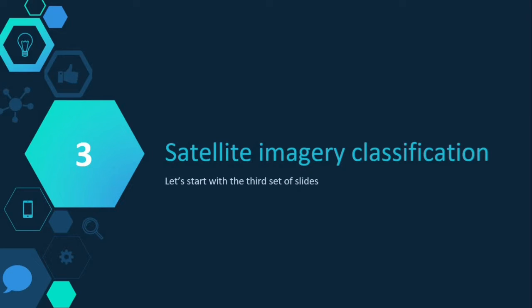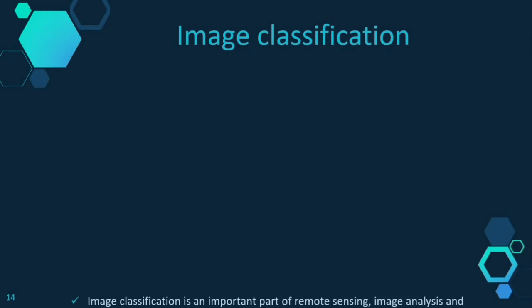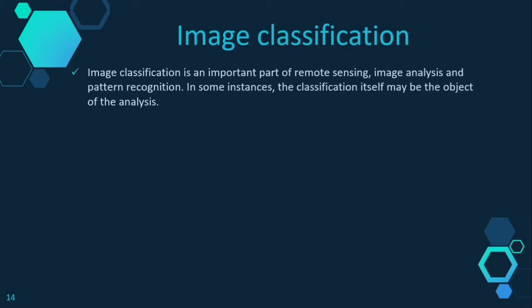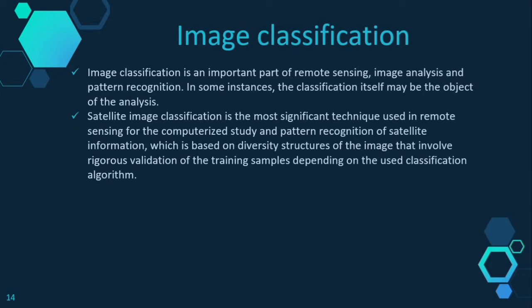Now we move on to the third set of slides, which is satellite imagery classification. Image classification is an important part of remote sensing, image analysis and pattern recognition. In some instances, the classification itself may be the object of the analysis. Satellite image classification is the most significant technique used in remote sensing for the computerized study and pattern recognition of satellite information, which is based on the diversity structure of the image and involves rigorous validation of a training sample depending on the classification algorithm used.